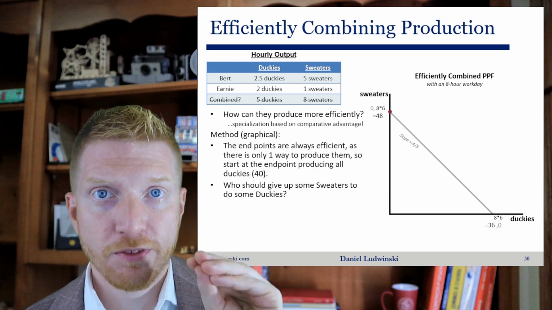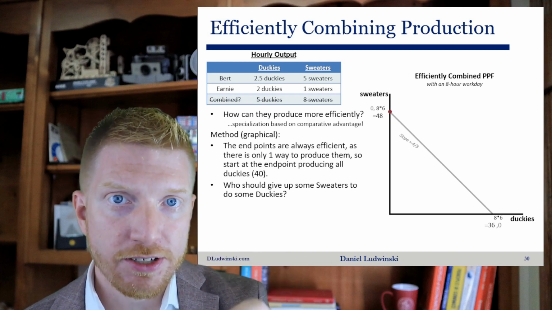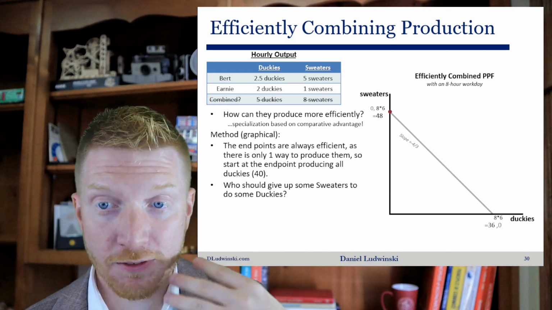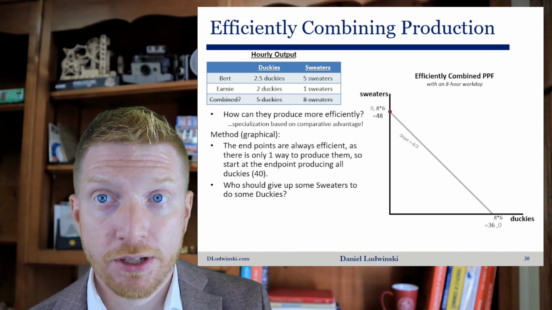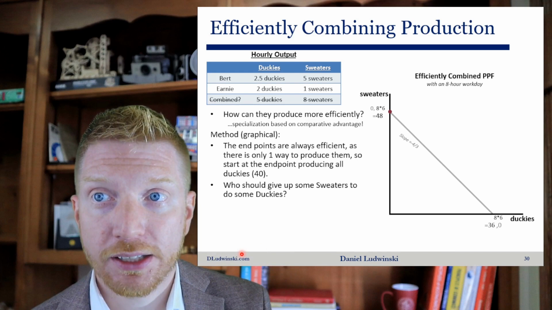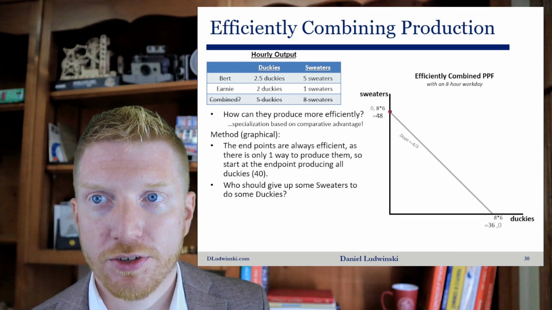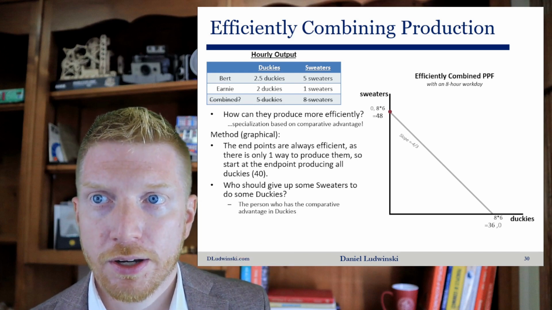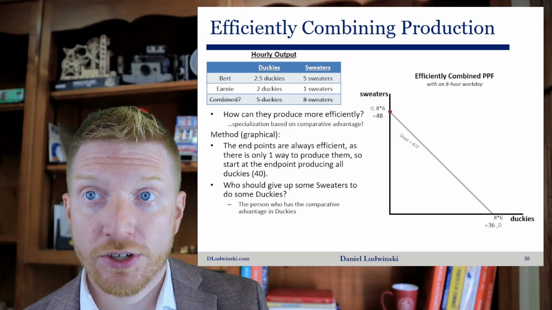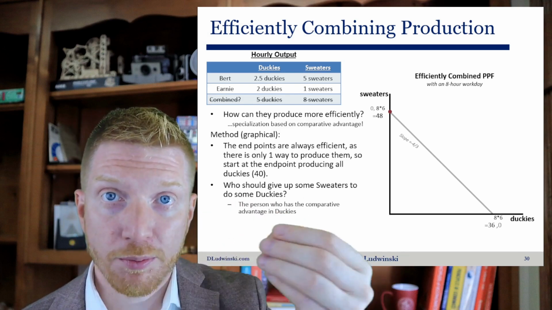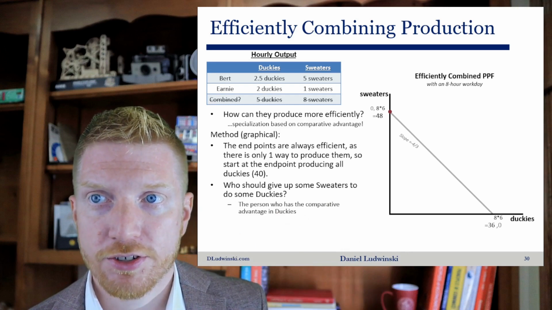Now, the principle of comparative advantage tells us that, in order to be efficient, we want to have the person switch to duckies who's giving up the least amount of sweaters to do this. In other words, the person who has comparative advantage in duckies, we should be moving them off of sweater production onto ducky production.